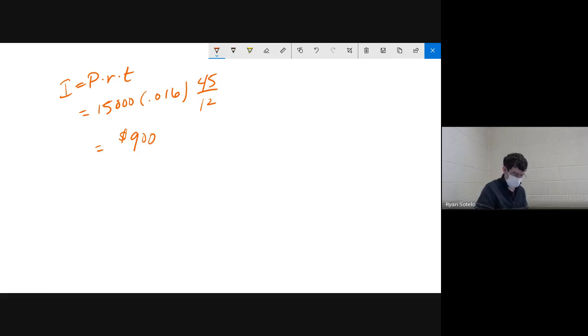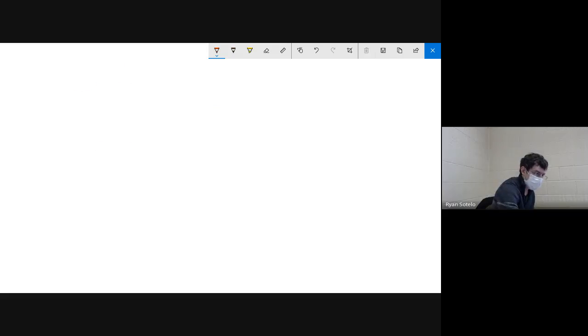Good. The next couple of questions ask how much is in an account after, this next one says after 8 years has passed, 2% interest, $50,000 initially invested. So 50,000 times 0.02 times 8, because it's years. That came out to be 8,000.